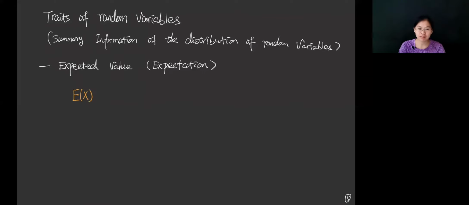What is the expectation of a random variable X? The expectation of the random variable X is often denoted as E(X). It is the weighted average of all the possible realizations of the random variable. What about the weights? The weights are the PMF values for the realizations. So this is the definition of the expected value.